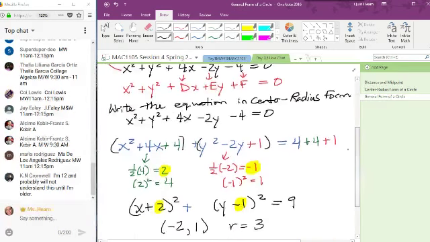Okay. So that's how you go from the general form of a circle to the center radius form.